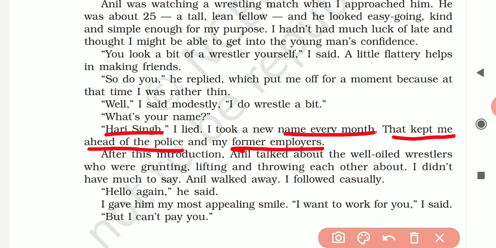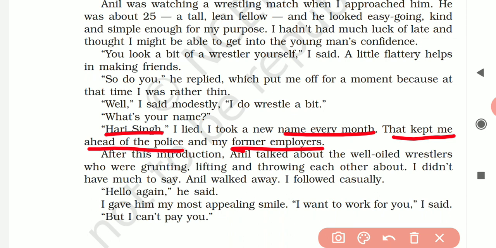So in this way he kept changing his names and tried to protect himself from being caught by the police and his former employers. Now let us see. After this introduction, Anil talked about the well-oiled wrestlers who were grunting, lifting, and throwing each other about.